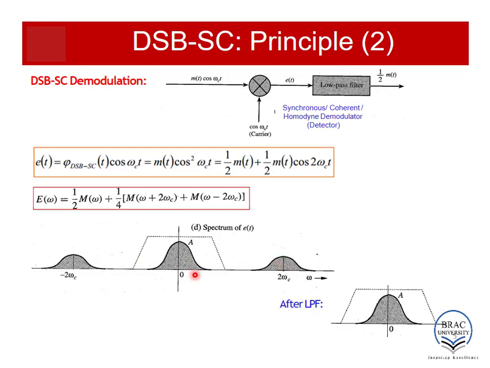Now here is a representation of the low pass filter we are using. The low pass filter only passes the components less than the ωc frequency. So these two high frequency spectral components will be blocked and the resulting signal will be like this. This is the original message.